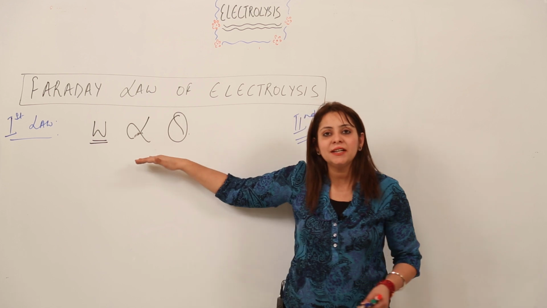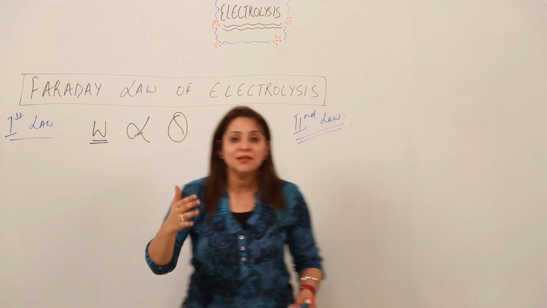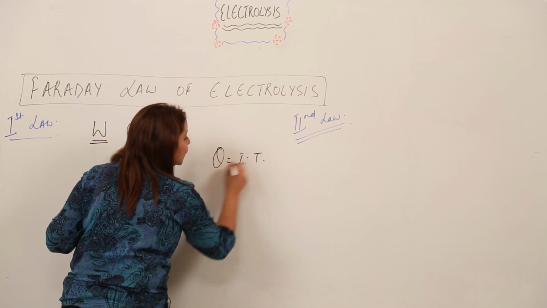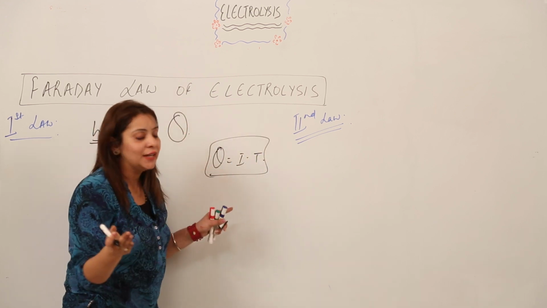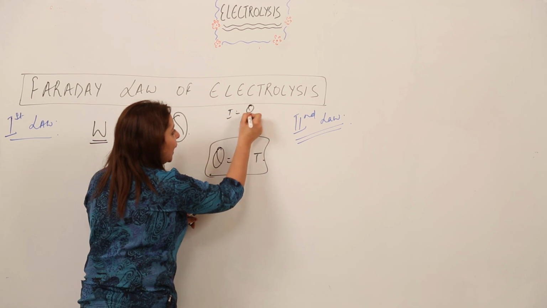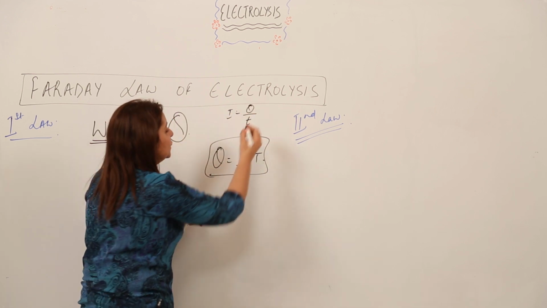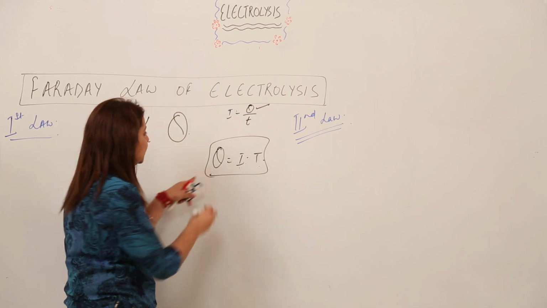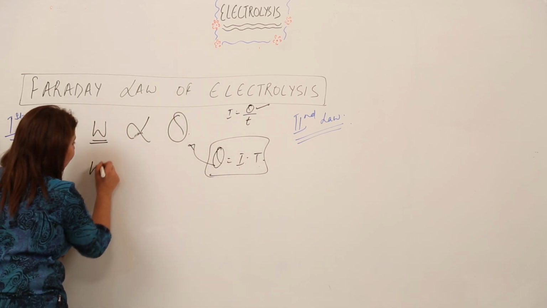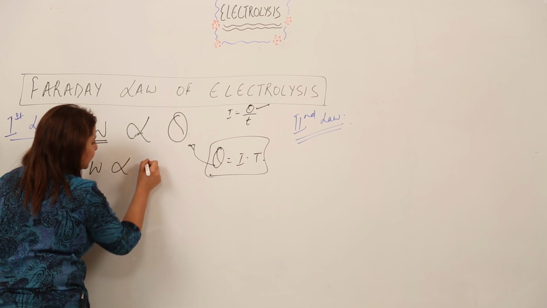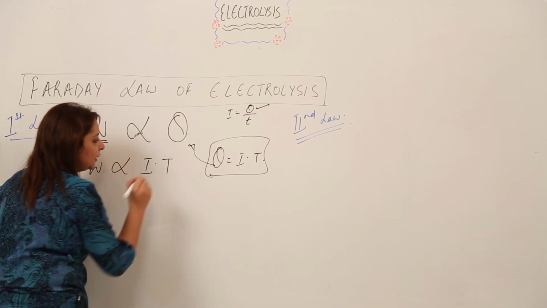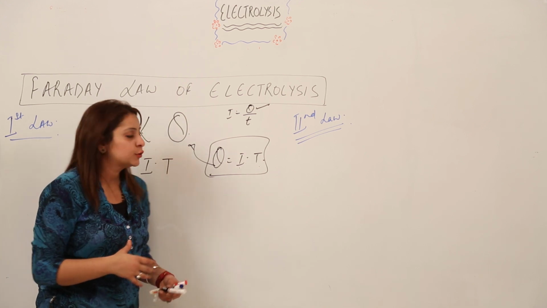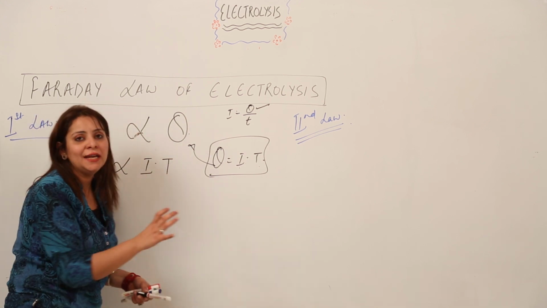Now I have stated this in a mathematical expression. I know that Q is equal to I T. In physics you have done that current is equal to charge upon time, so we can write charge is equal to current into time. So this is what I am substituting in this equation. I can write W is directly proportional to Q, and because Q is equal to I T, I can put that value for Q. So we have W is directly proportional to I into T.